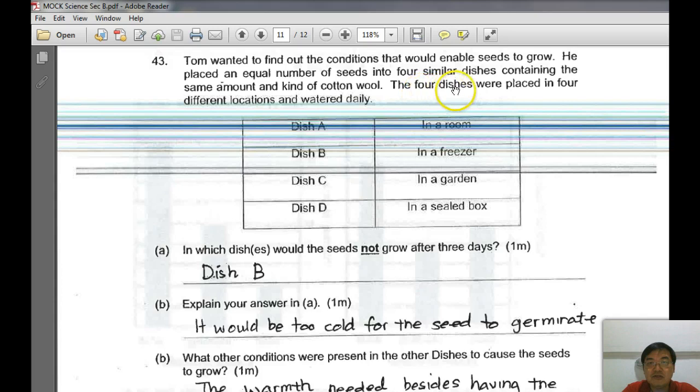Now the 4 dishes were placed in 4 different locations and watered daily. Okay, now they're placed in different locations. The first one in the room, second in the freezer, in the garden, and a silk box. Now take a look at the temperature. This one in the room, room temperature, freezer will be very cold. In the garden, open air, and silk box probably will also, just remember they are for seeds.